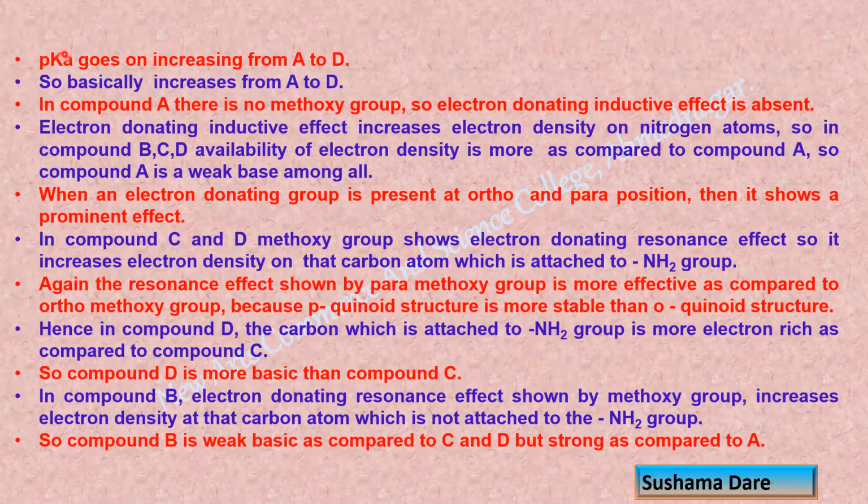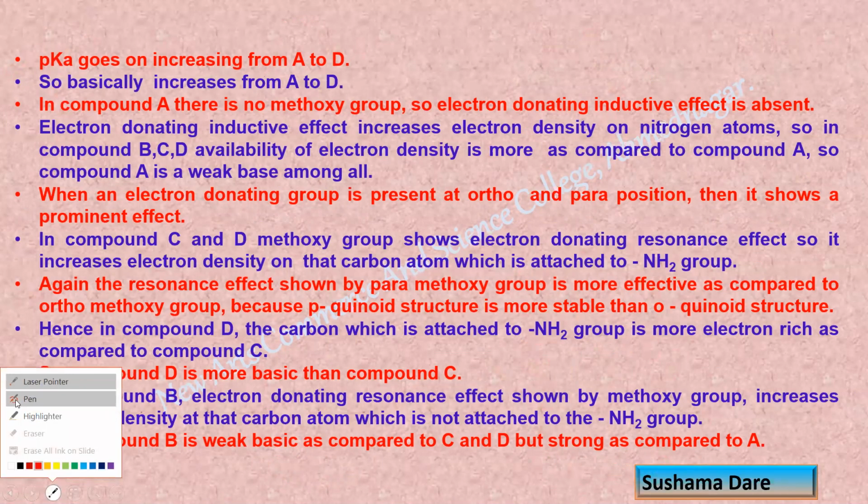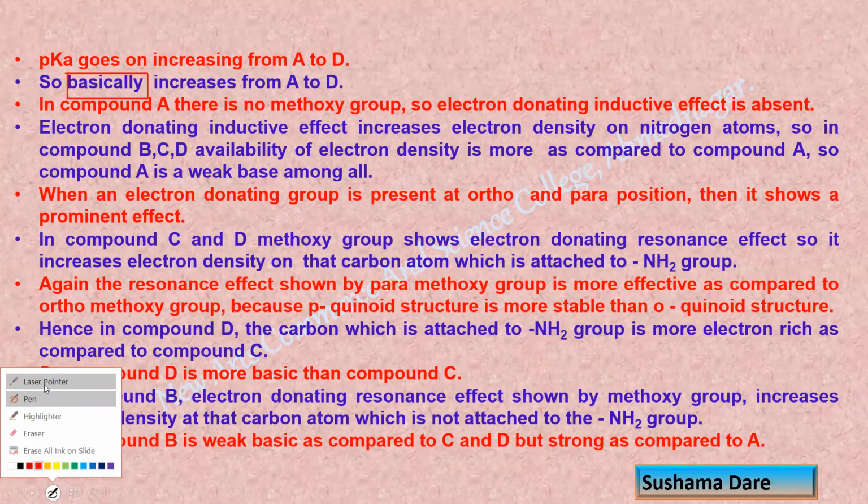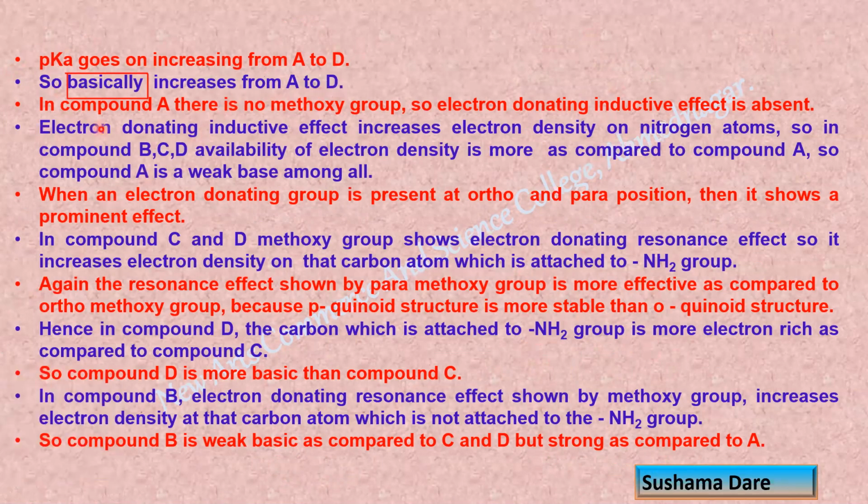So the same you can write here, the same explanation. Again, correct this statement, this word you correct: basicity. The pK goes on increasing from A to D, so basicity also increases from A to D. In compound A, there is no methoxy group, so the electron donating effect is absent. Electron donating effect increases electron density on the nitrogen atom. So in compounds B, C, D, availability of electron density is more as compared to compound A. So compound A is the weakest base among all.